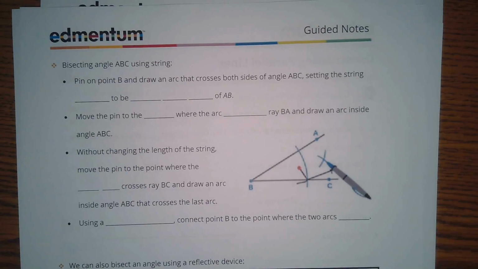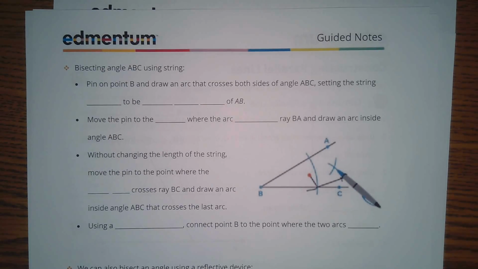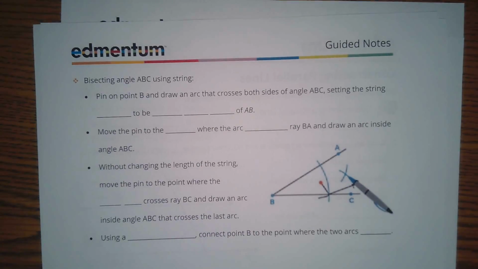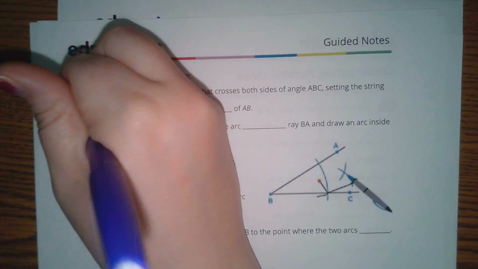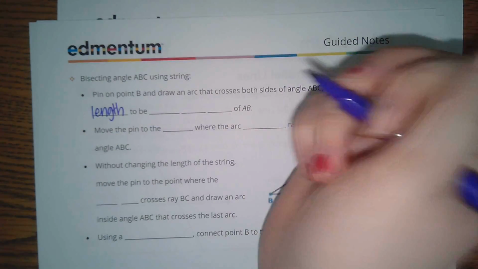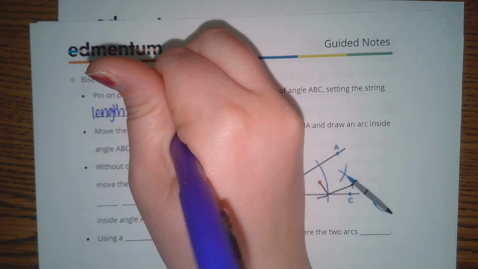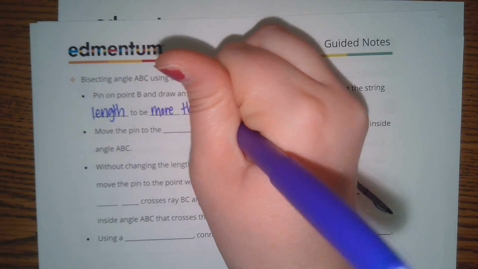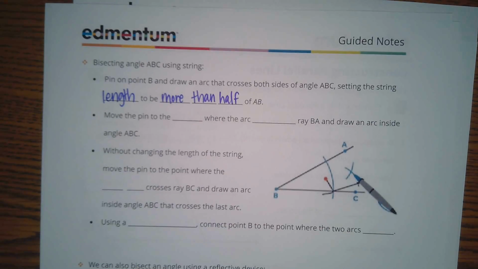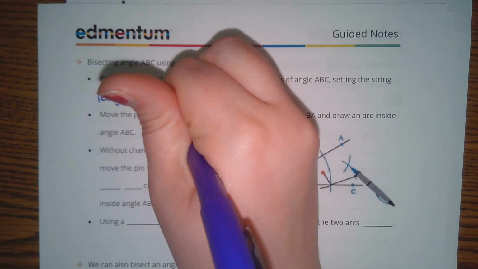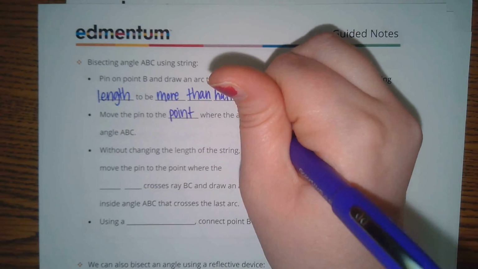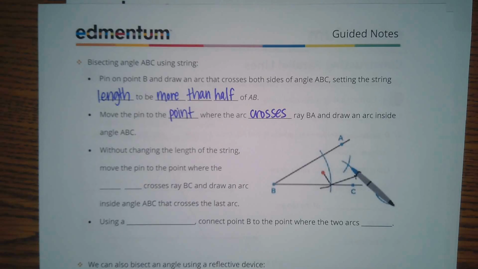We can also bisect an angle by using some string. So if we don't have a compass, you can also do this with string. We're going to put a pin on point B, and we're going to draw an arc that crosses both sides of this angle ABC, setting the string length to be more than half of AB. Now we're going to move the pin to the point where the arc crosses ray BA and draw an arc inside of angle ABC.